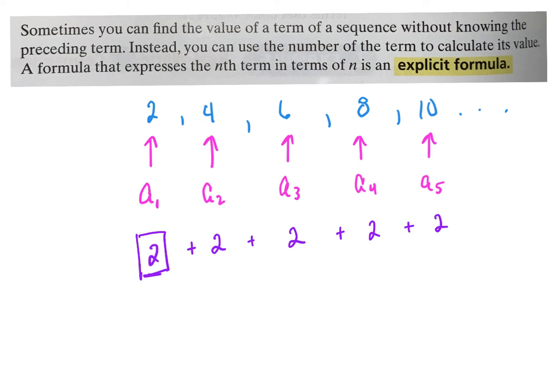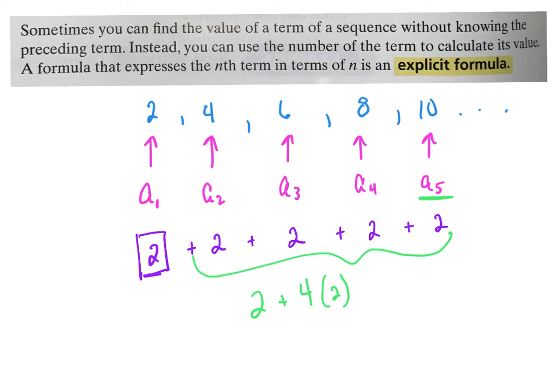When I get to my 5th term, how many times have I added it? 4 times, right? What's another way to write 2 plus 2 plus 2 plus 2? That's times, so 4 times 2, right? 2 to the 4th would be if I were multiplying those, not adding, right? 4 times 2, all right? 2 plus 4 times 2. That's how I get to my 5th term, right?